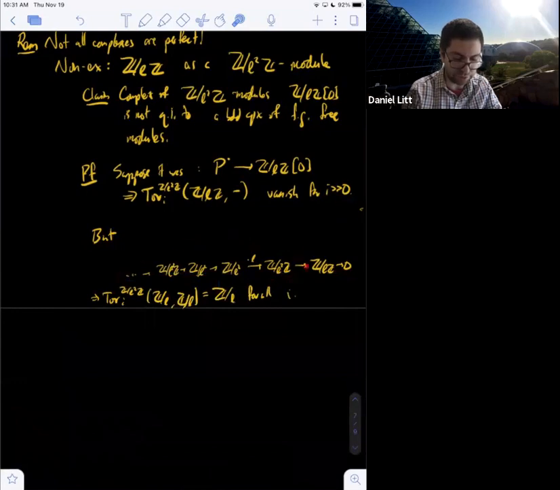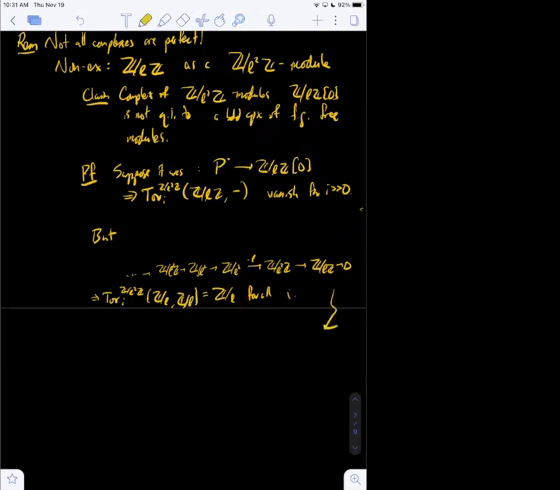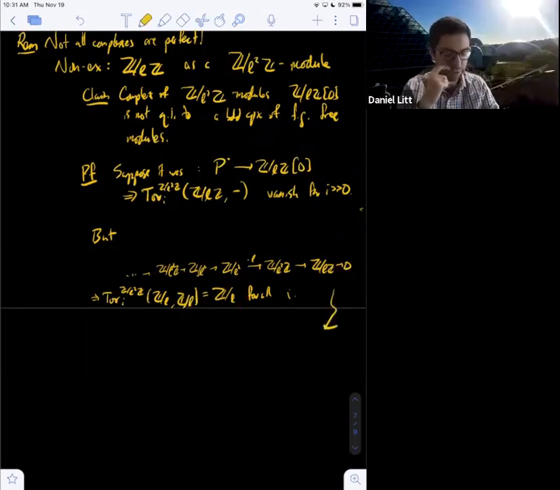You tensor this complex with Z mod L and then take the cohomology. But when you tensor with Z mod L, all these differentials just become 0. So you get the complex which has 0 differential in every degree, and every term is Z mod L. So its homology is Z mod L in every degree. Okay, so this is a contradiction. So this implies that Z mod L as a complex over Z mod L squared Z is not a perfect complex. Are there any questions about that?